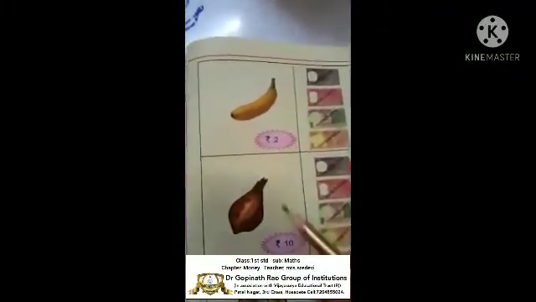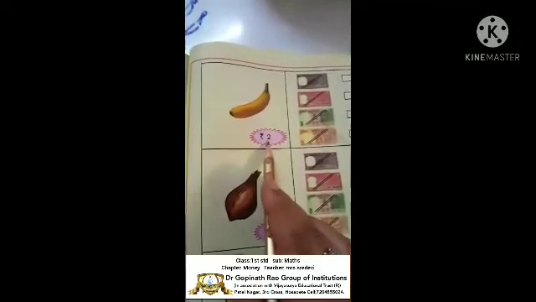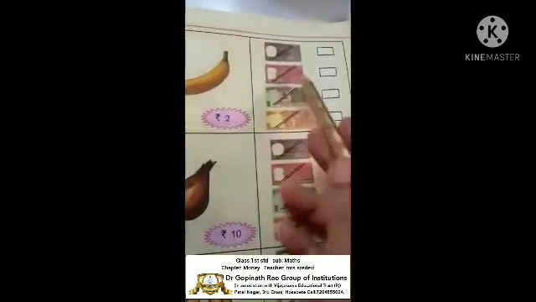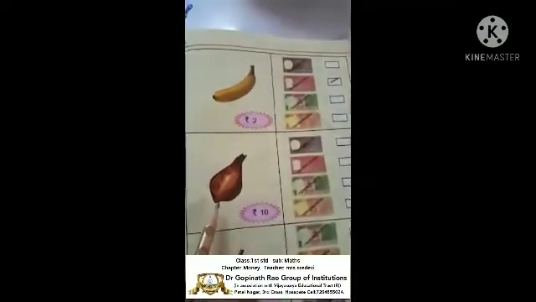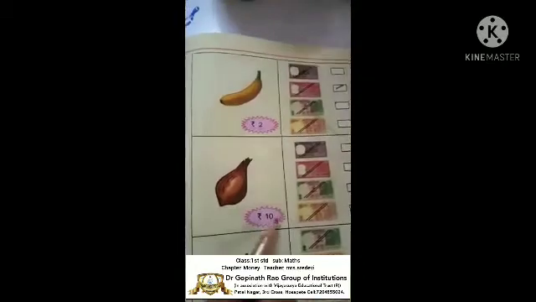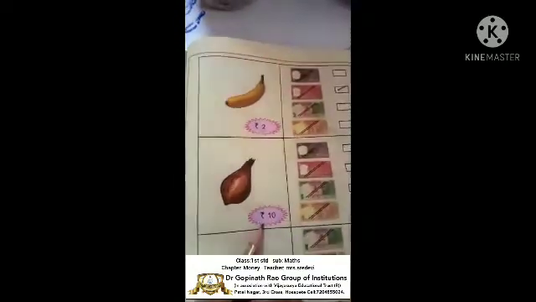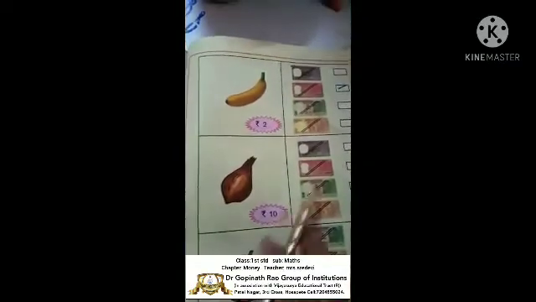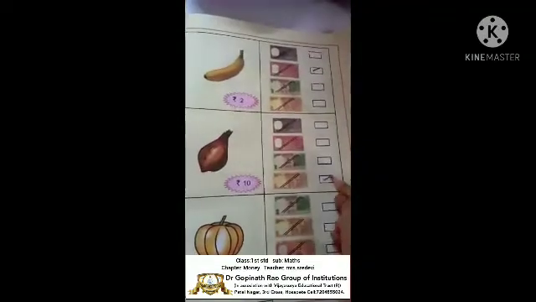Here it is a banana. The price of the banana is 2 rupees. So where is 2 rupees here? So this is 2 rupees. Tick here. Here, a coconut. The cost of a coconut is rupees 10. So if I want to go and buy, I have to give rupees 10. So where is rupees 10 here? So this is rupees 10.